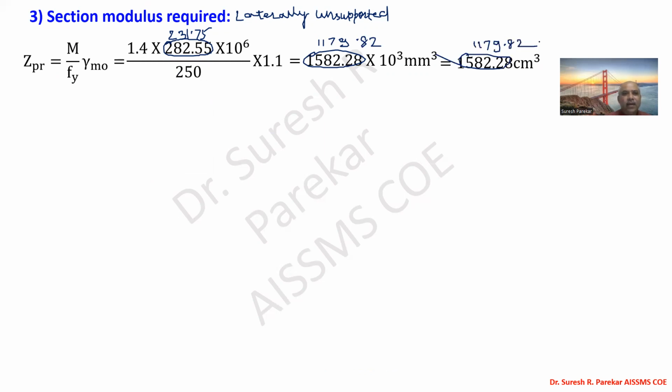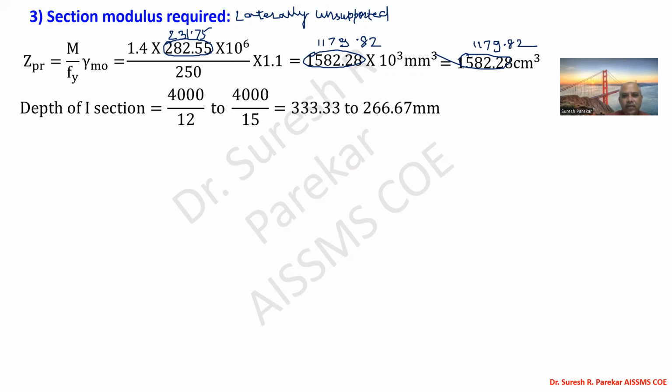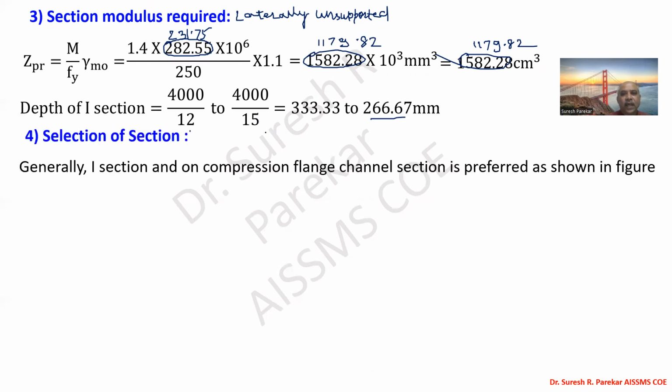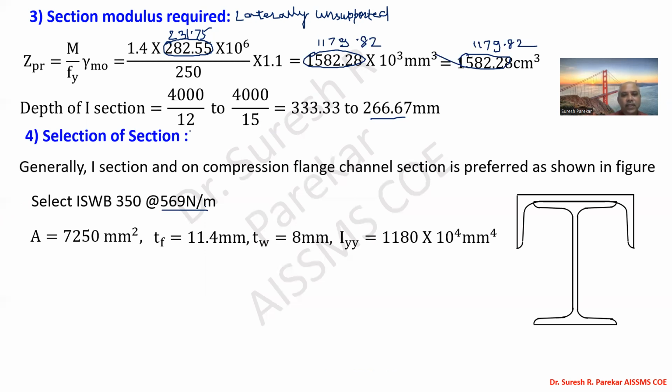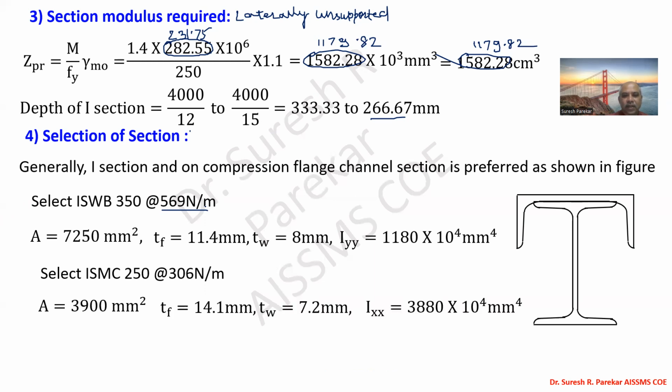And then the depth of section, we have 333.33 to 266.67, that is 4000 upon 12 to 4000 upon 15. I have taken these values, 350, that is ISWB, 569 Newton per meter. And then we have the properties of this section: area, TF, TW, IYY. Then I will select ISMC 250, 306 Newton per meter. And then we have these dimensions.